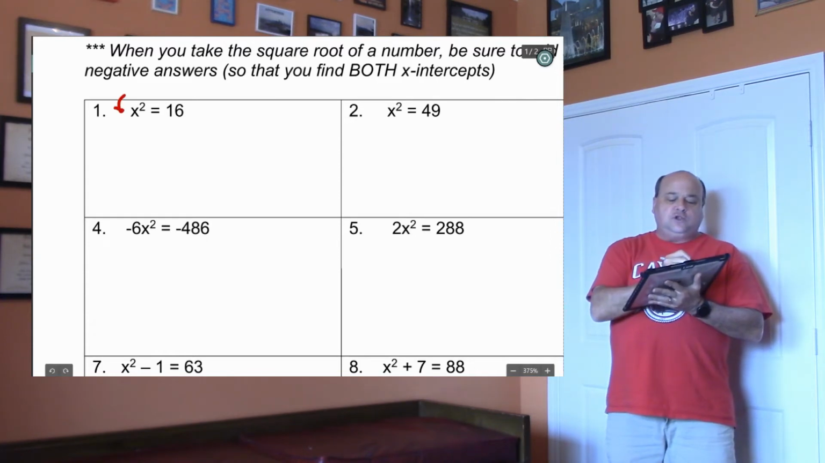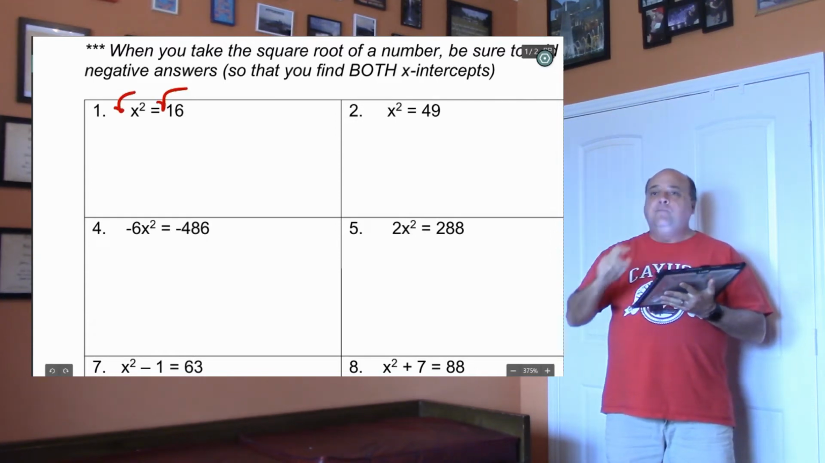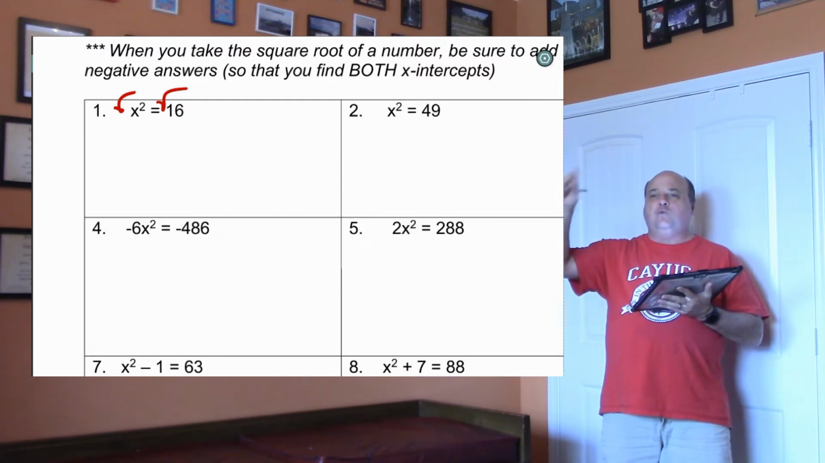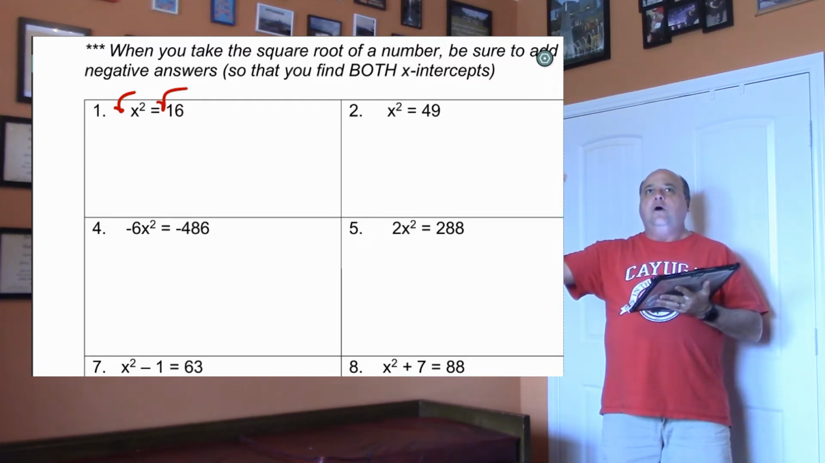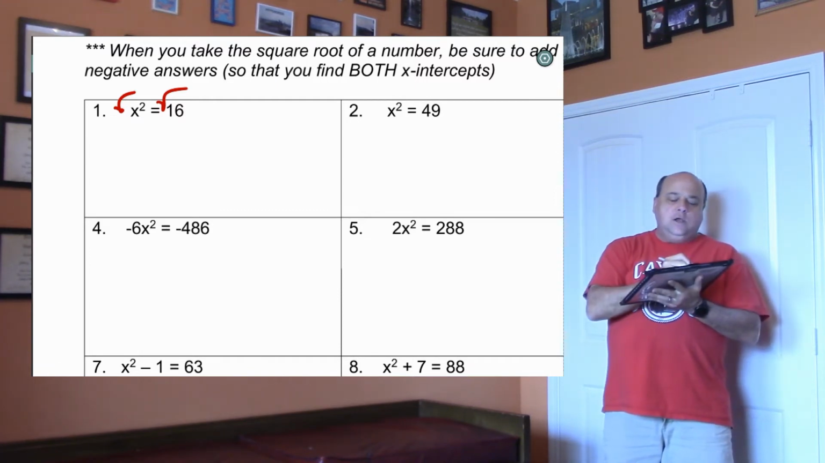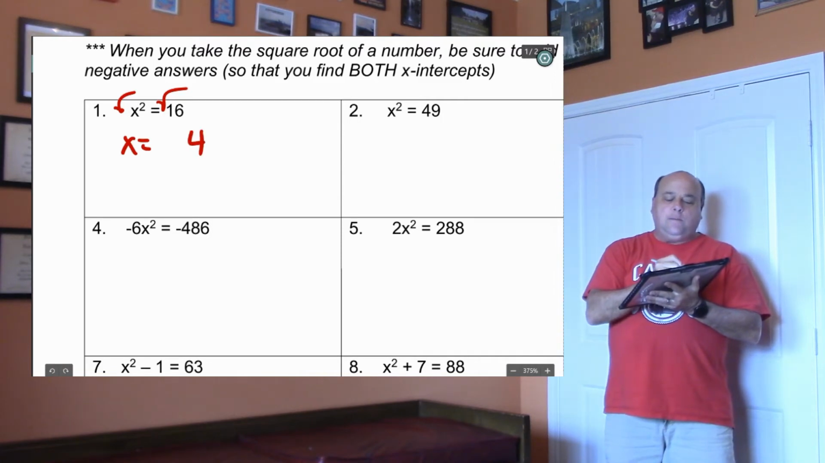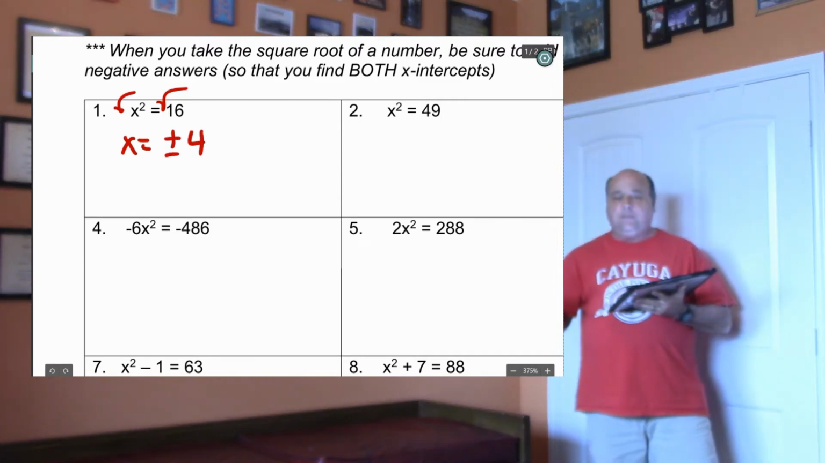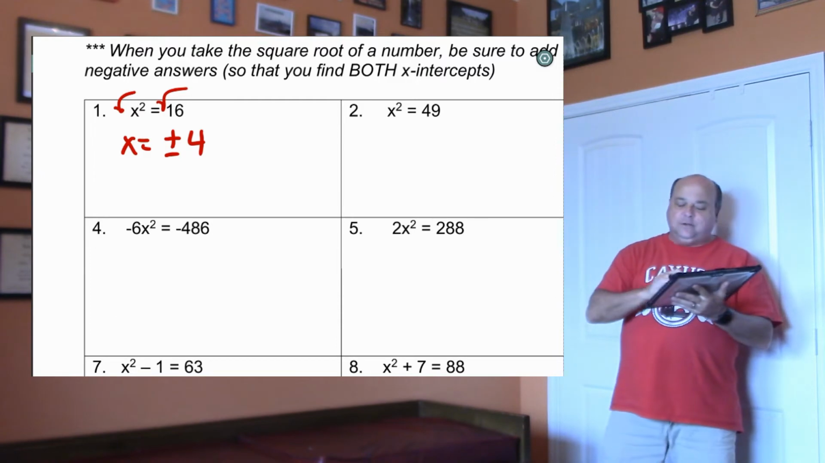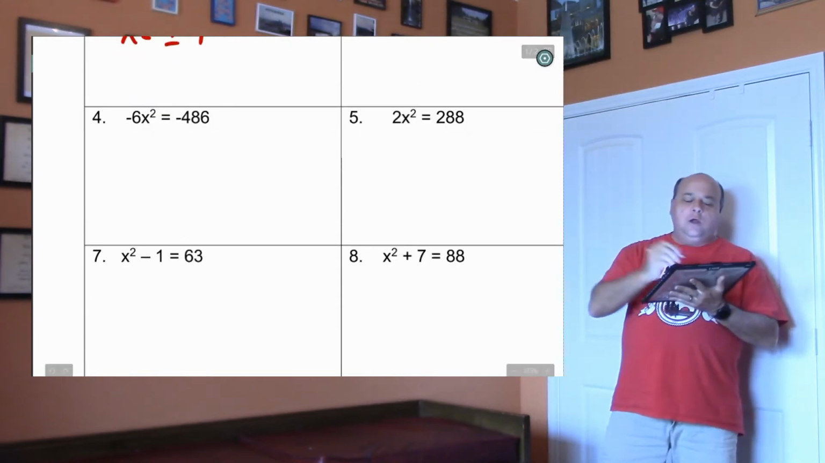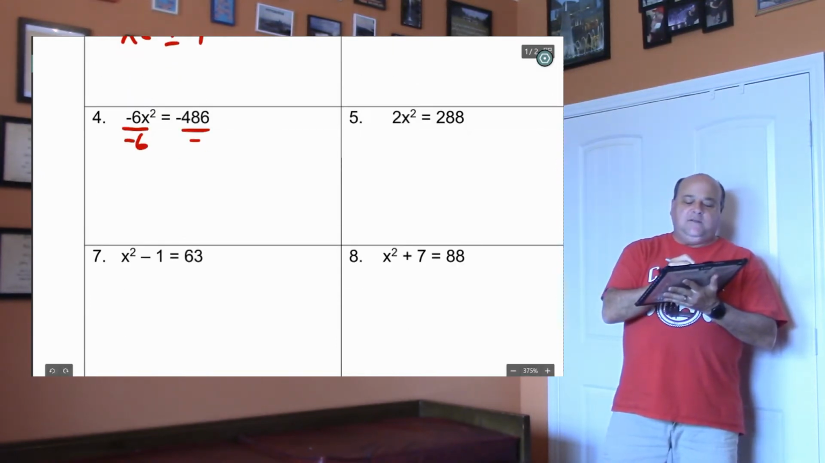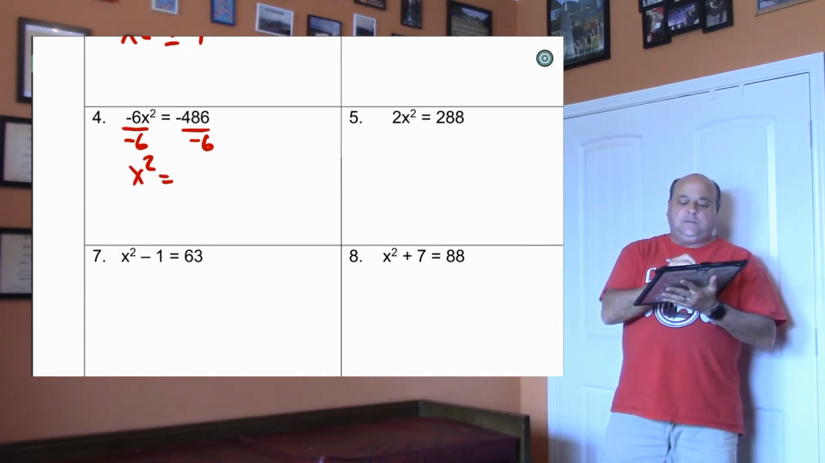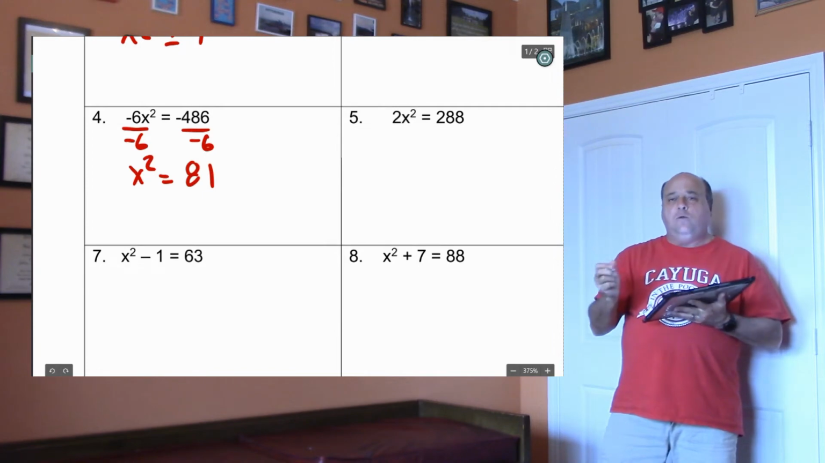So on this one, your square root, write that down. If you need to, you'll punch in the square root of 16 on your calculator. Hopefully you know that that's 4. So x equals 4, and remember, we put a plus and minus in front of it. That's all you've got to do, people. Let's go to number 4. We're going to divide both sides by negative 6. We'll get x squared equals, and two negatives make a positive, this is going to be 81.